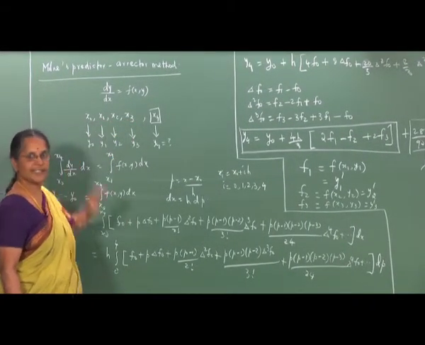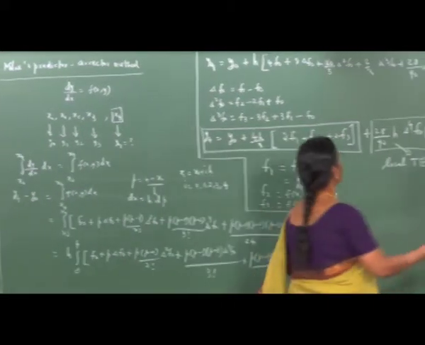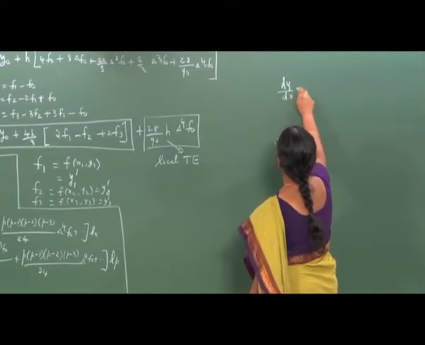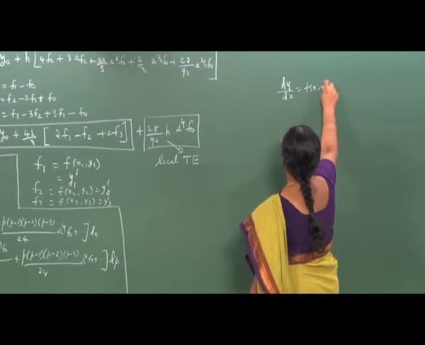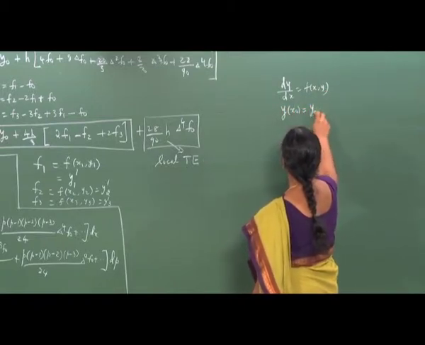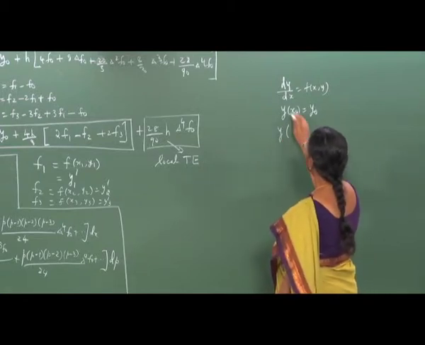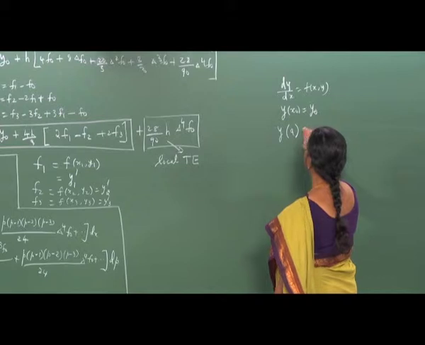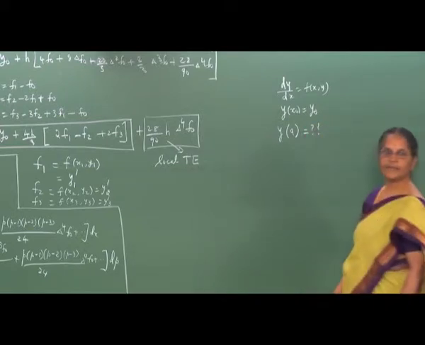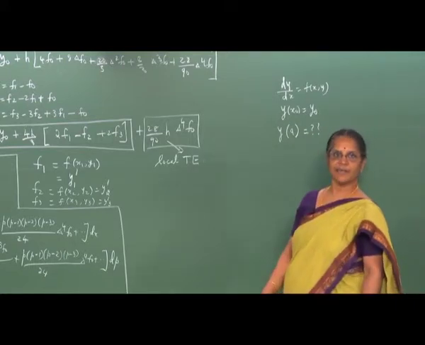Suppose say this information is not given and your problem is something like this: dy by dx is equal to f of x comma y, and y at x naught is y naught, and you are asked to get the solution at some point a, y at a is what is required, and you are asked to solve this by Milne's predictor corrector method.